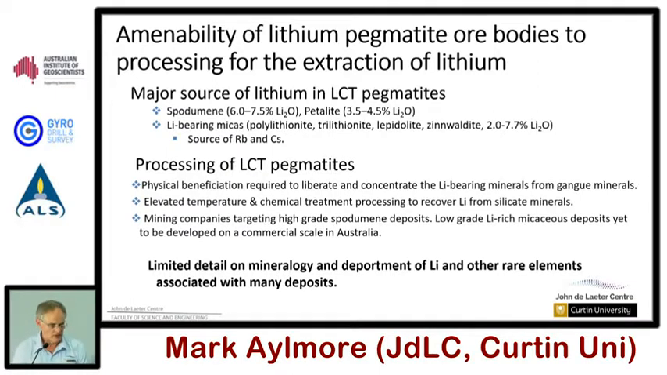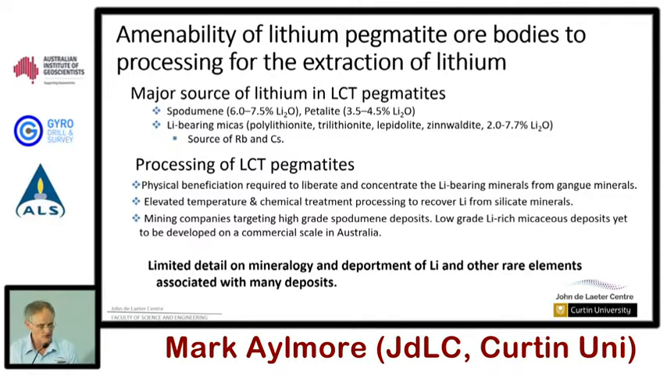In terms of the application in the lithium pegmatite ores, you probably already know the major source of lithium in lithium-cesium-tantalum pegmatites is spodumene, petalite, and also the lithium-bearing micas in various concentrations. It's important to understand the mineralogy not only from a geology perspective, what's in there, but also from a processing point of view. The process involves a physical beneficiation step to liberate and concentrate the lithium-bearing minerals from the gangue. Elevated temperature and chemical processes are normally used to leach and recover lithium, involving calcination of spodumene at 1100 degrees and sulfate roasting at 250, and then water leaching.